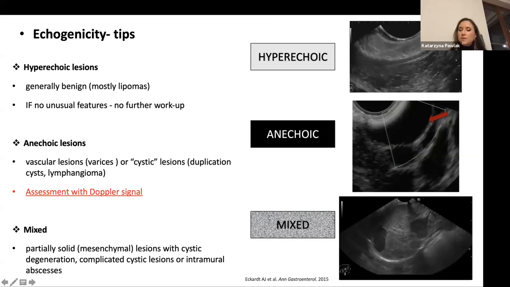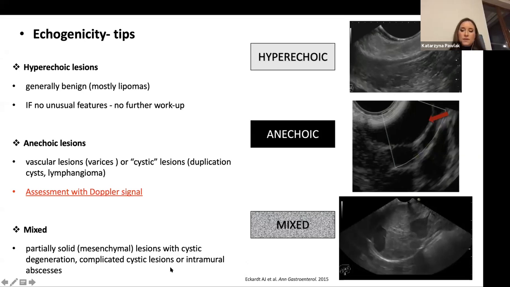But here you can also check the treatment history of this patient, because when we have gastric varices after endoscopic treatment, in some cases the Doppler signal will not be visible. And some suspicious lesions, like mixed lesions, should also be referred, for example, for EUS biopsy. And here you can see this type of lesion. This is GIST.